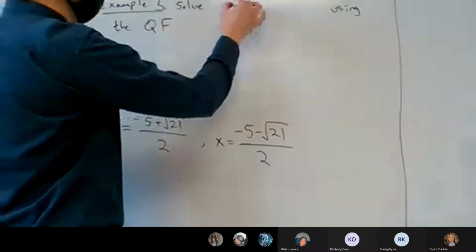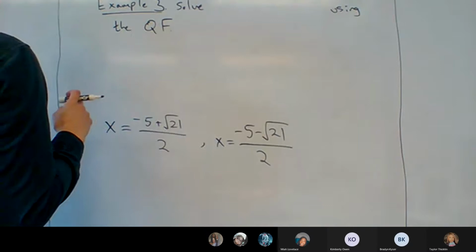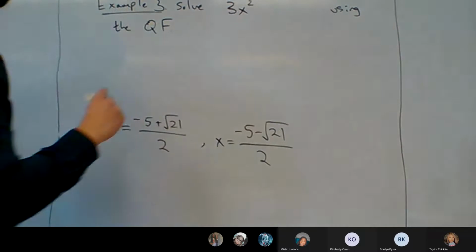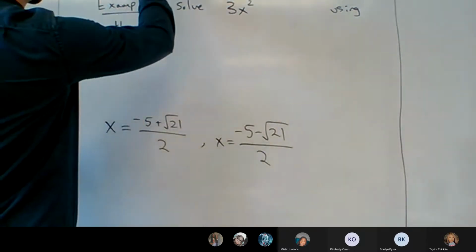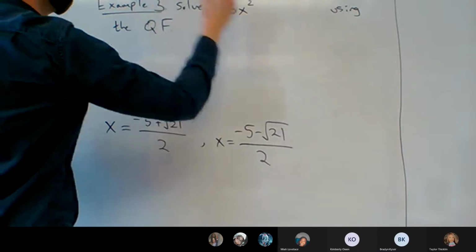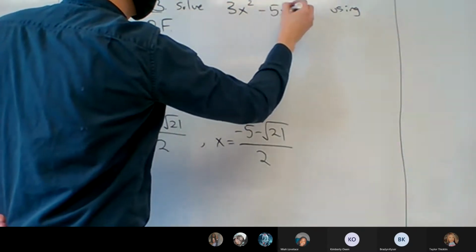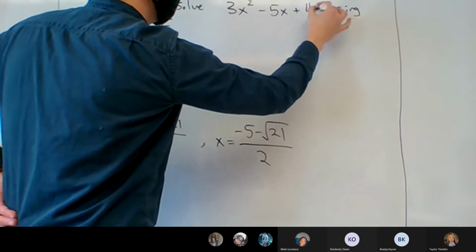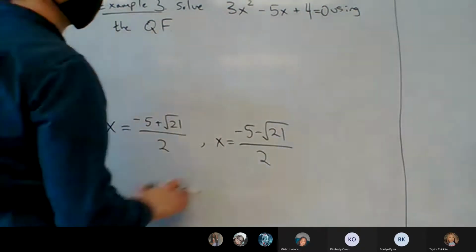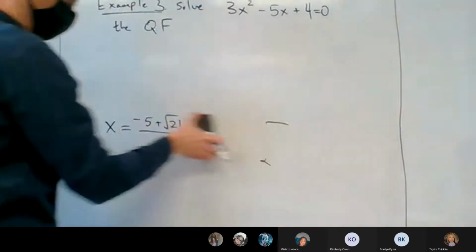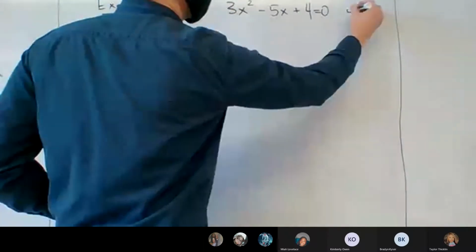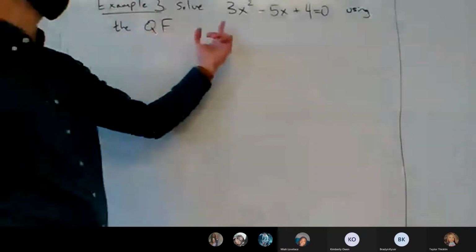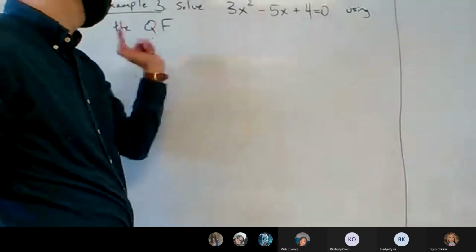Example 3, solve 3x squared minus 5x plus 4 equals 0 using the quadratic formula.